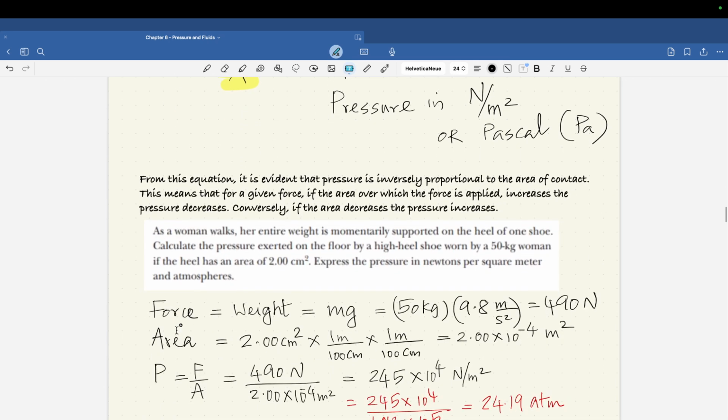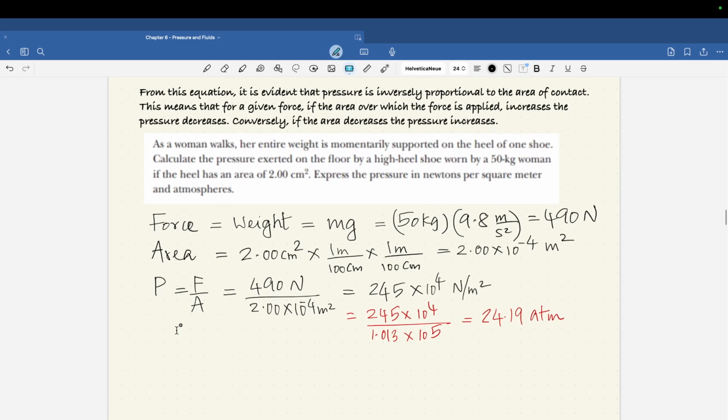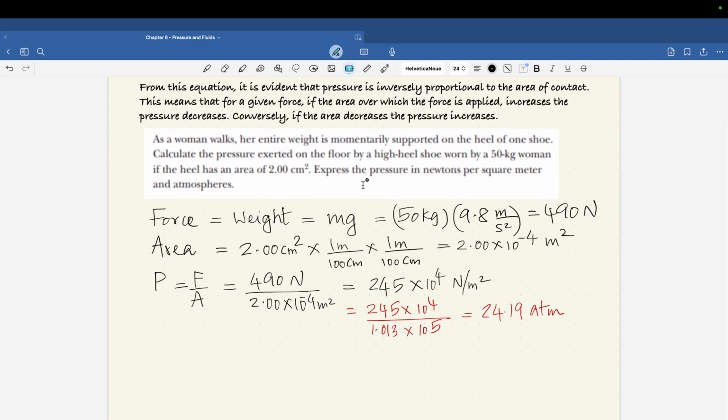And so here is a question. As a woman walks, her entire weight is momentarily supported on the heel of one shoe. She's standing on one leg now. Calculate the pressure exerted on the floor by a high-heeled shoe worn by a 50-kilogram woman. Now, if the heel has an area of 2.00 centimeters square, see, the area is given in the wrong units. Express the pressure in newtons per square meter and atmospheres.